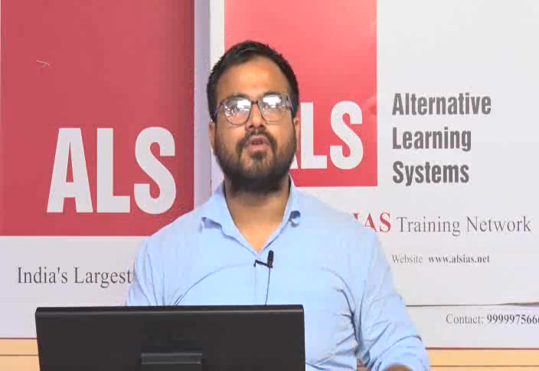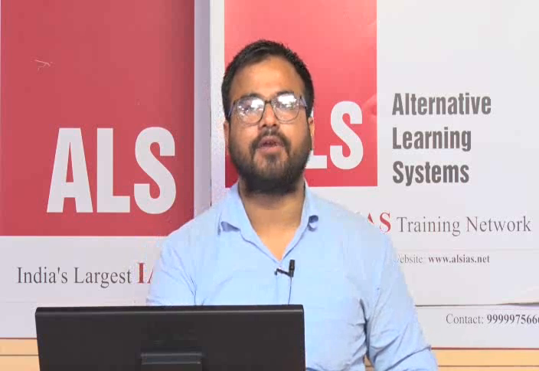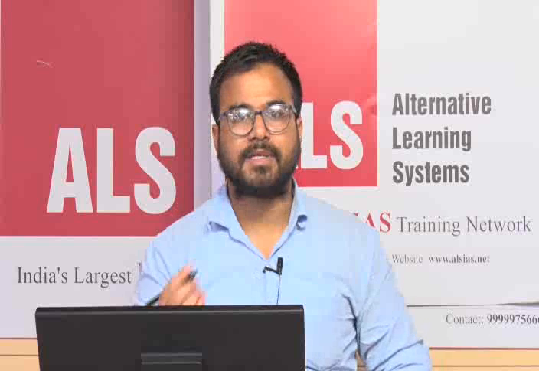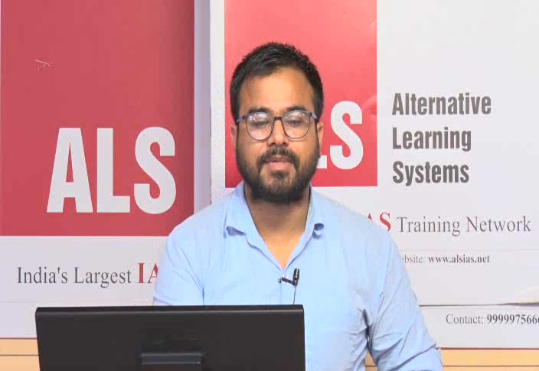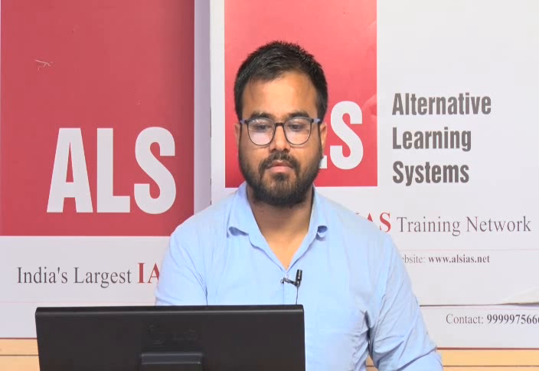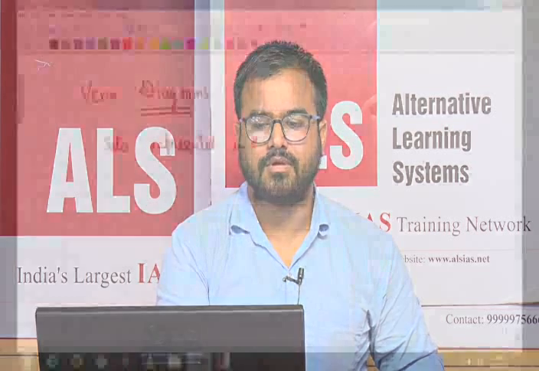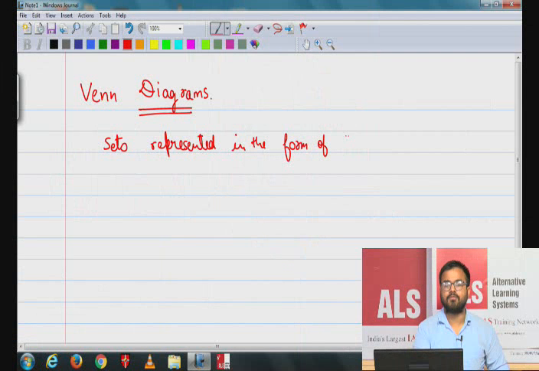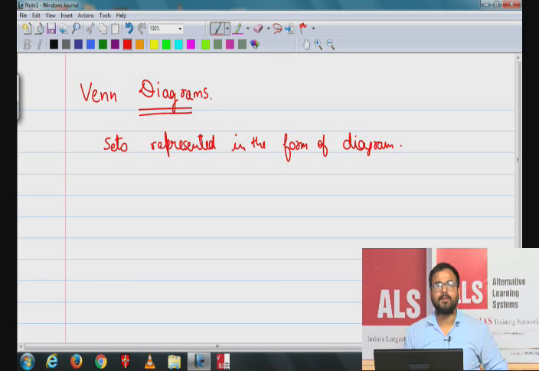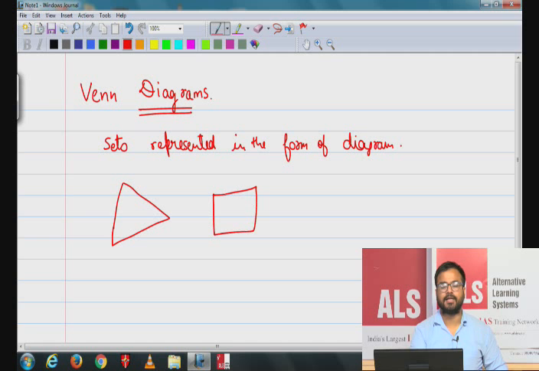So basically, what do we mean by Venn diagram? This is just a graphical, you can say a pictorial way to represent a set, a set represented in the form of a diagram. That is called the Venn diagram. This Venn diagram can be of any shape, like a triangle, a rectangle, a star, anything, but make sure it has to be a closed loop.